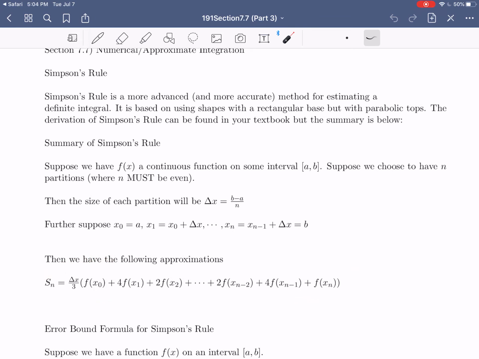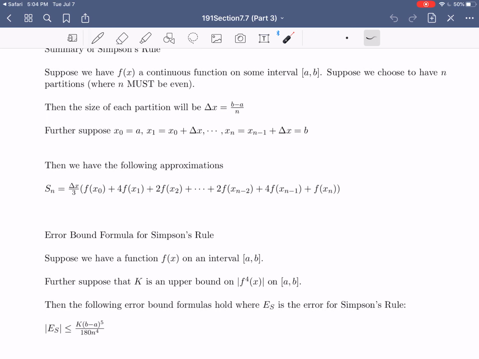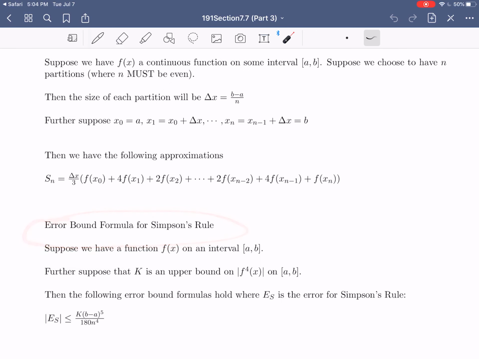In a few moments, we'll do an example of actually setting up this approximation for a definite interval. Also interesting, though, is the error-bound formula for Simpson's rule. We introduced error-bound formulas in the previous video for the midpoint rule and the trapezoidal rule. Remember, these give us a bound for the maximum error. They don't tell us what the exact error is going to be, but they tell us the worst-case scenario for the error.